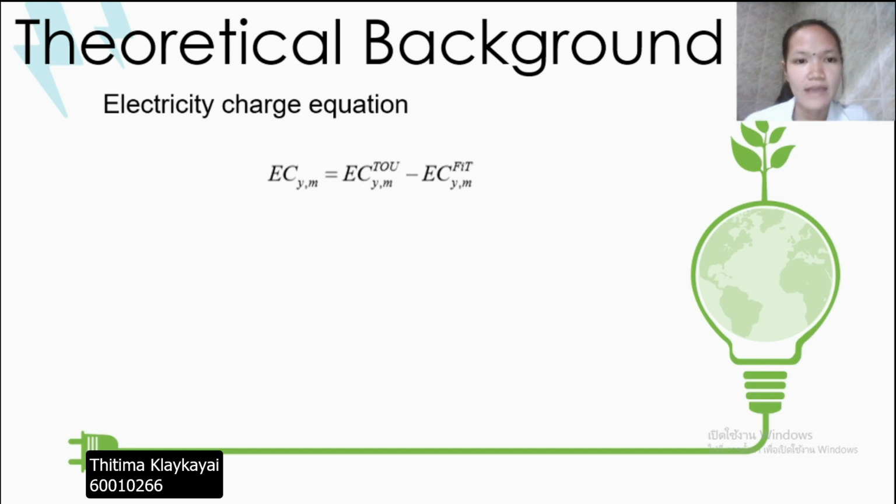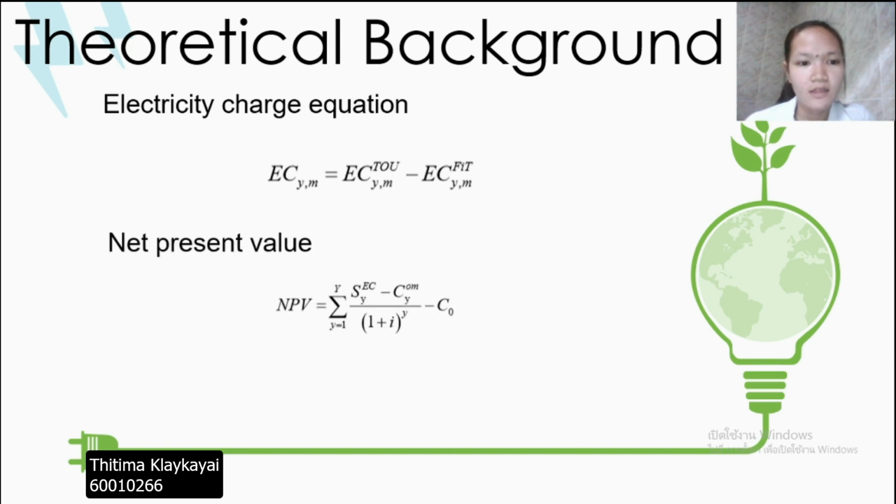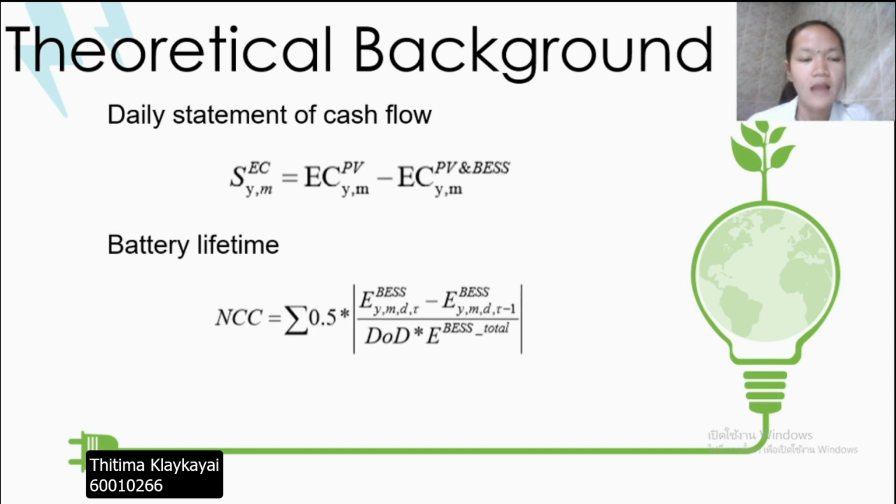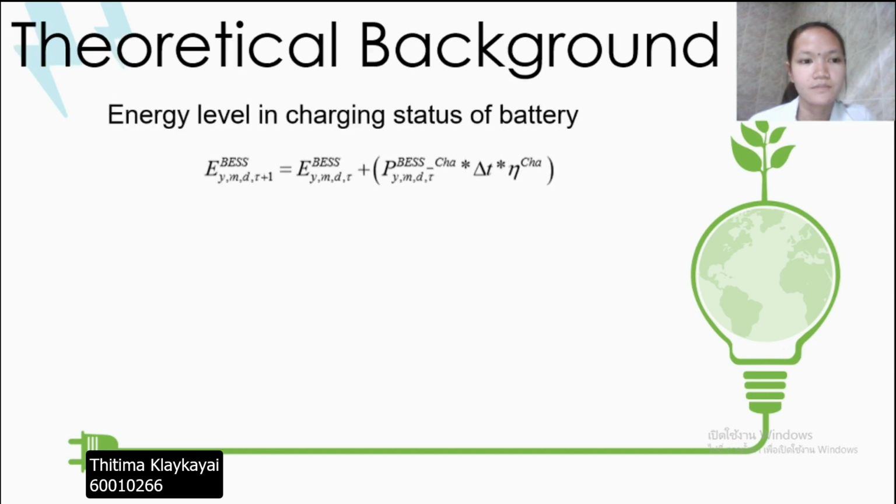Electricity charge equation. I would like to illustrate this point by showing you this equation. Net present value is the tool to analyze financial reward by considering the change of value of money over a time period. Daily statement of cash flow. We use this equation to calculate. Battery constant. Battery lifetime is considered by energy transfer law according to this equation.